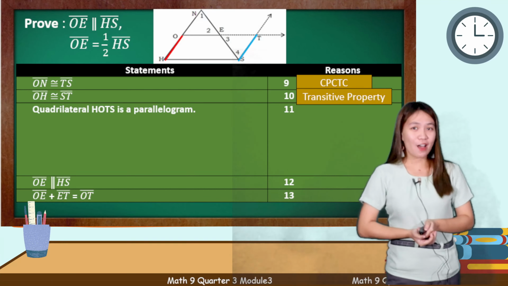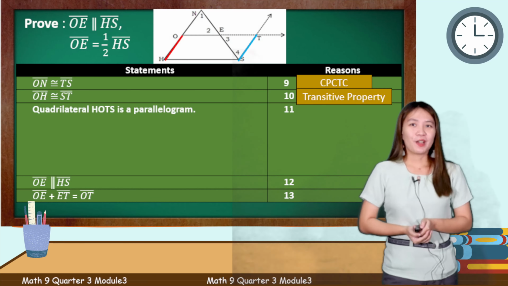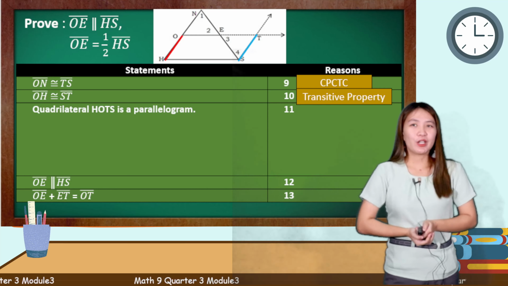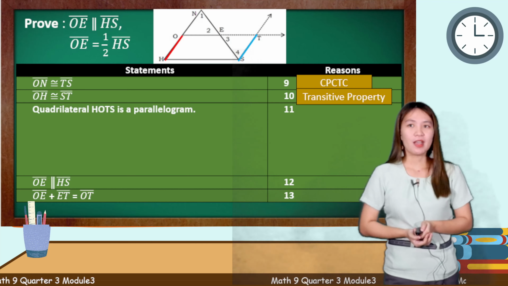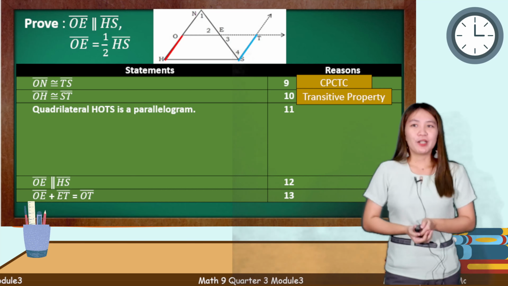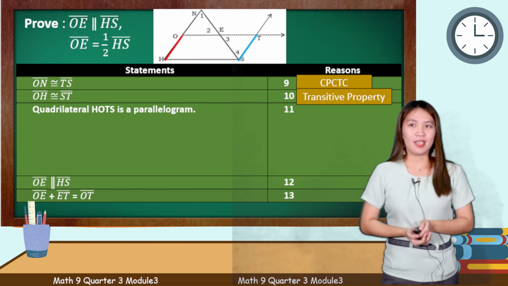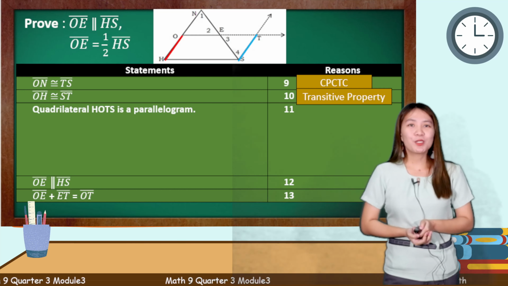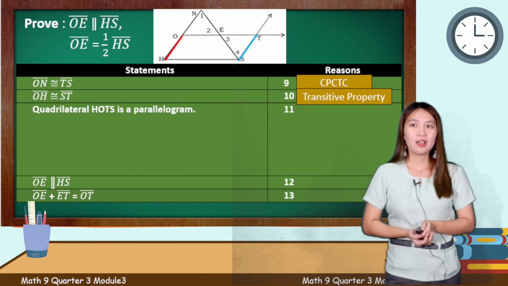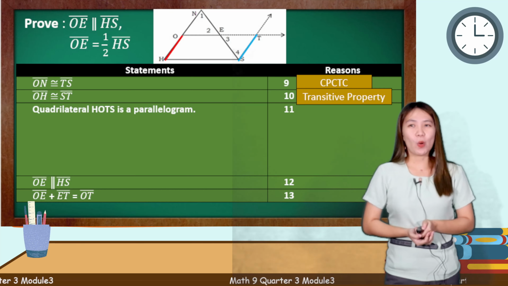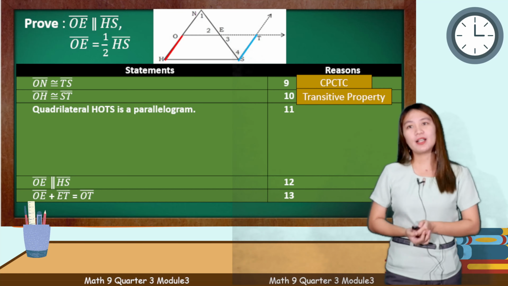That is because of transitive property. Why? Because on statement number 8, if you can recall, we have mentioned that segment OH and segment ON are just the same. Now, on statement number 9, we have said that segment ON is congruent to segment TS. And if we will substitute segment ON by segment OH, that is just the same. So we have segment OH is congruent to segment ST by transitive property of equality.